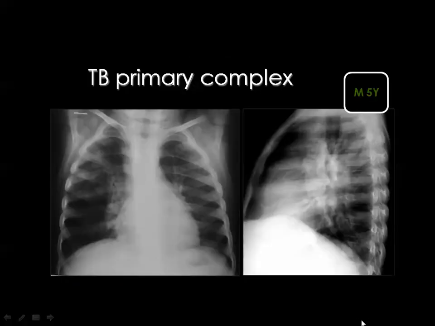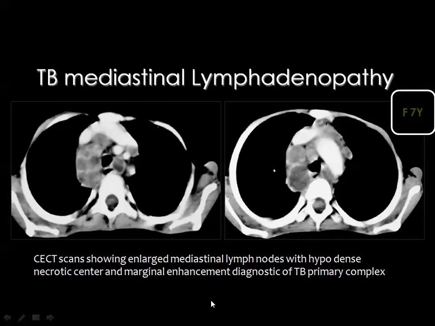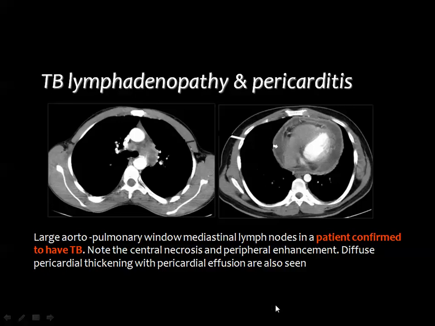And you remember that TB primary complex is the combination of a pulmonary pathology or pulmonary lesion and the mediastinal lymph nodes that are necrotic and may sometimes contain calcium. And this is one of the common appearances of TB mediastinal lymphadenopathy, where you can see multiple nodes that show central areas of necrosis and marginal enhancement. And many times you can see calcium inside the affected nodes.